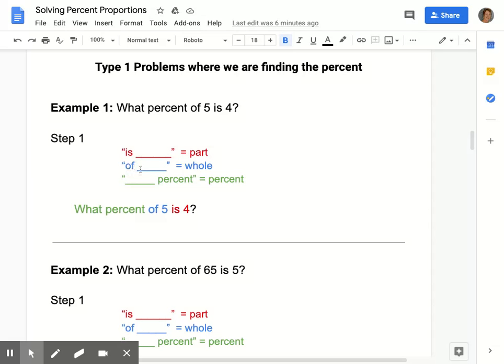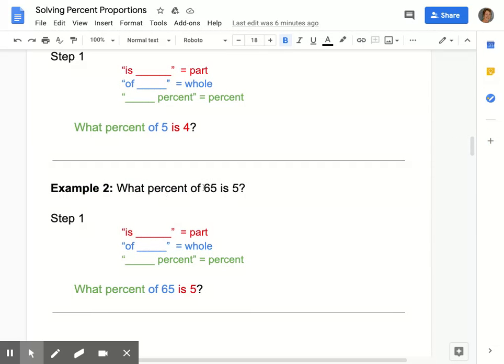When you see "of" something, that's the whole. So of 5, I highlighted in blue. And something percent is the percent part. So I made that green. And example 2, the same thing.